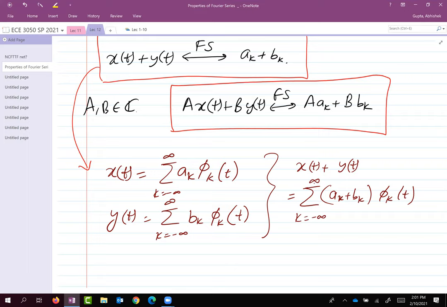Okay, so this is how you compute the Fourier transform for the sum of two periodic signals that have the same period.